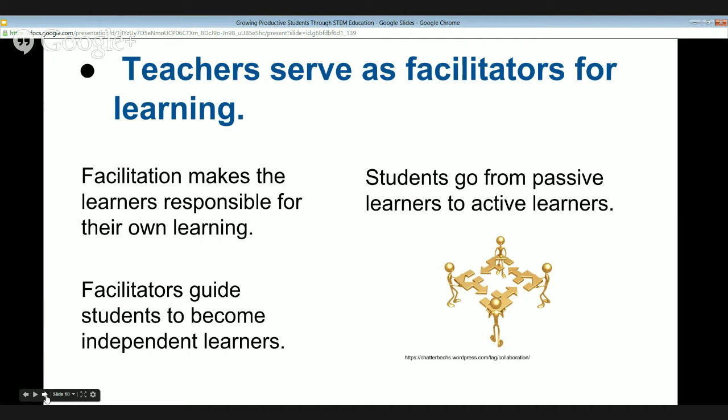It's important that they have prior knowledge of the students and what those students have as far as their background information. The facilitator needs to engage the participants, and then the participants are actually sharing in the process, going from passive learners to active learners and becoming more independent, which in turn makes them a little bit more responsible for their own learning and makes that learning more meaningful to the students.